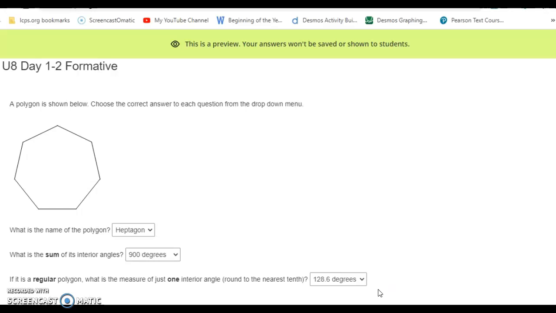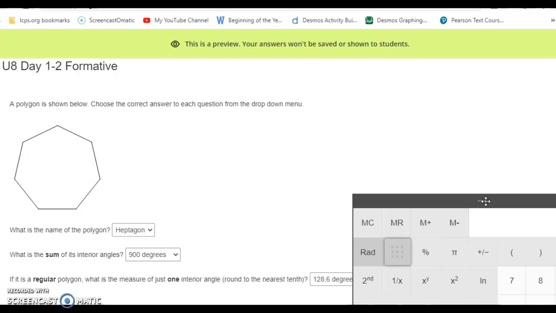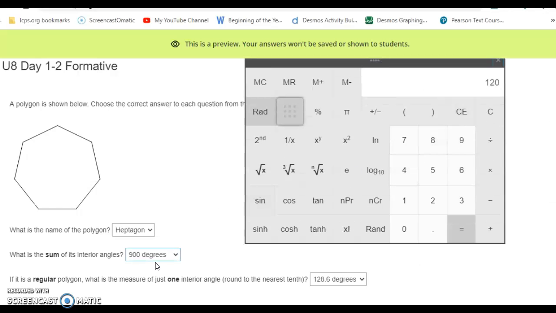Okay, geometry. We're about to go over the Unit 8 formative. The first one is a 7-sided figure, so it's a heptagon. To find the sum of all the interior angles, I take 7, which is the number of sides, minus 2, and I get 5, and then times 180. And that's how I get 900.